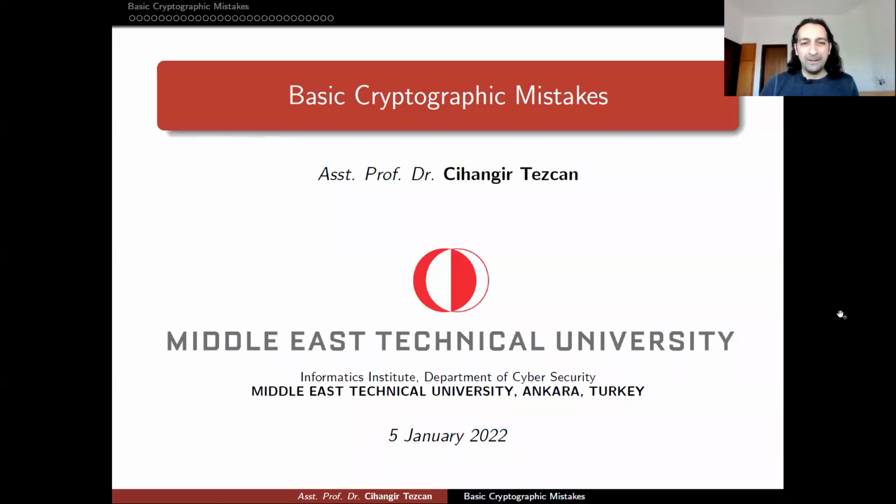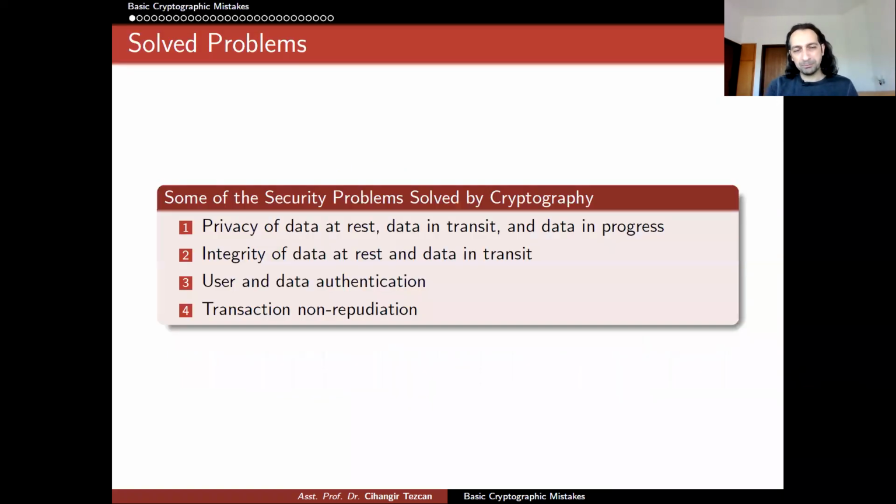Okay. Hello, everyone. Today's seminar will be about basic cryptographic mistakes. I know that not everybody has a cryptographic background, so I will try to give you some basic definitions and then give some examples of why people make some basic mistakes when they implement cryptographic algorithms.